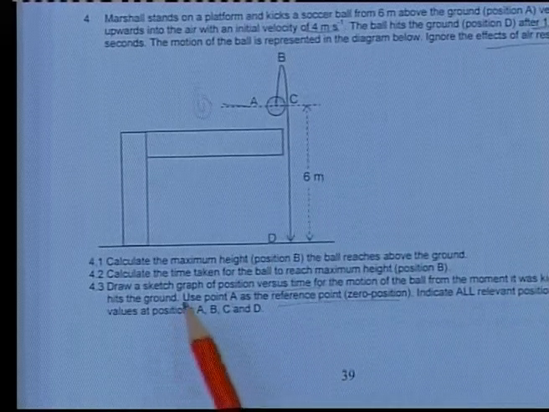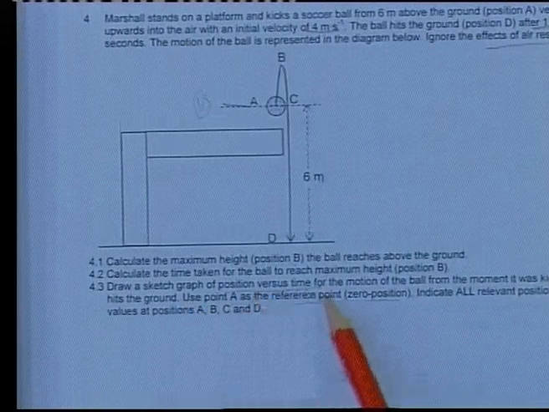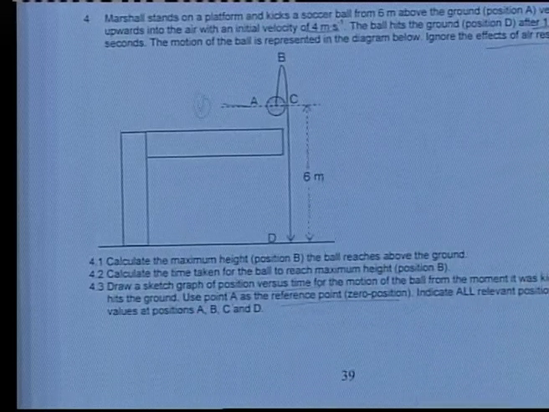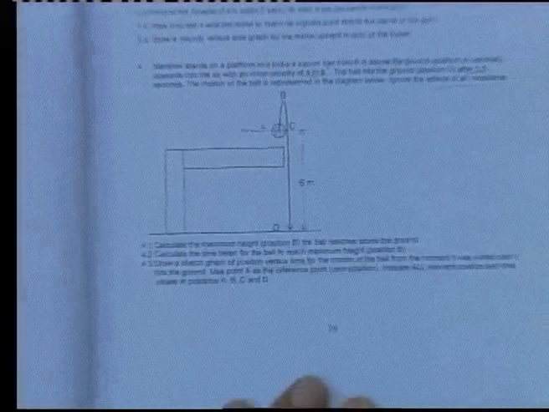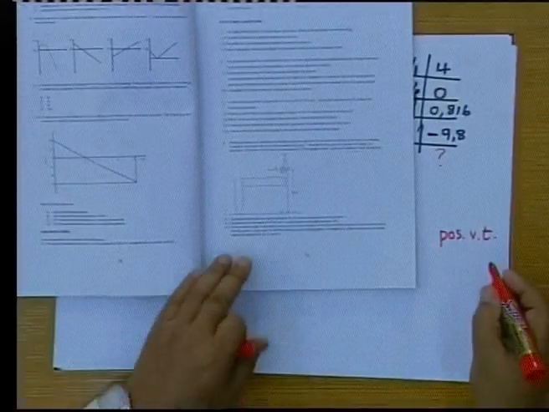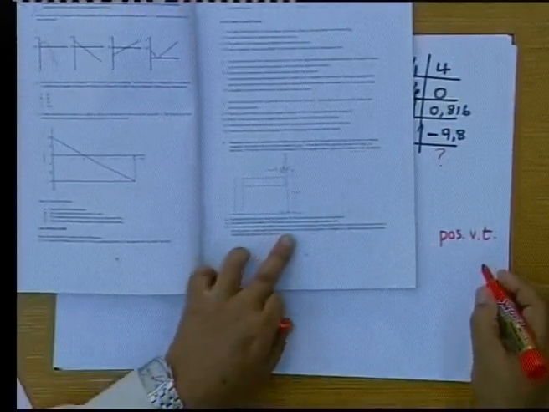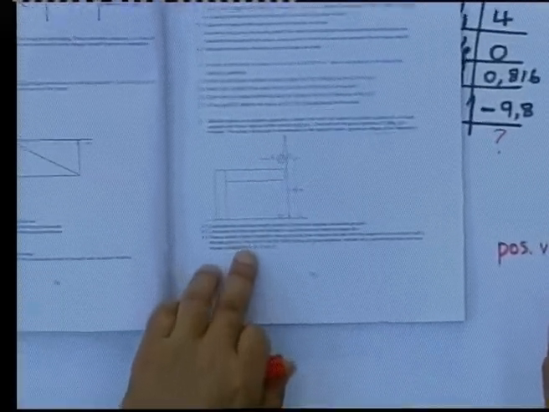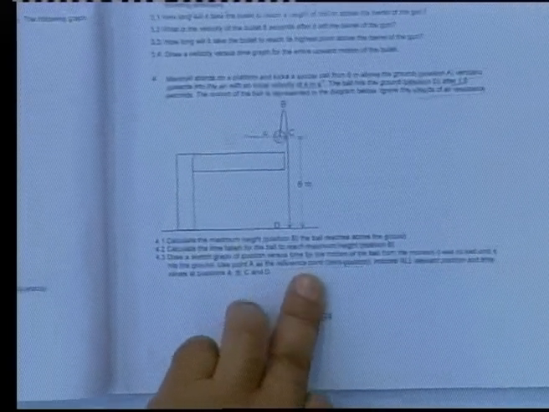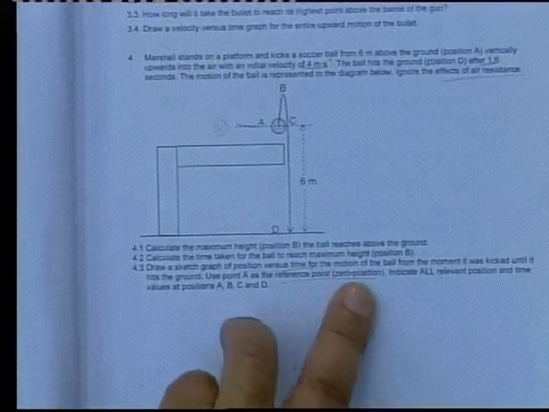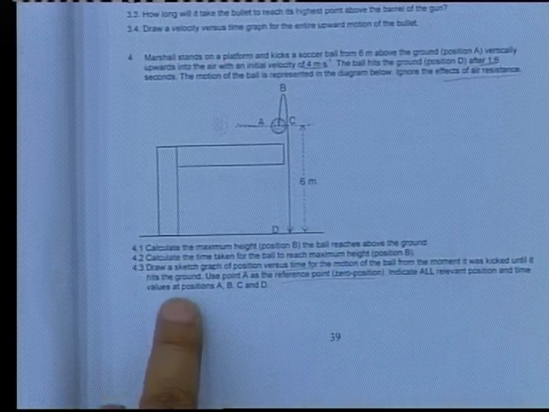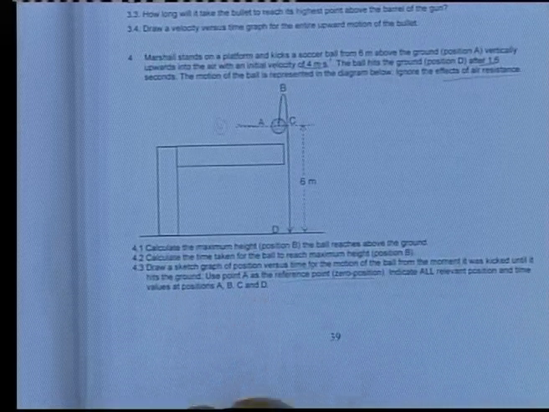Let me read again. Draw a sketch graph of position versus time. I make a note for myself: I need position versus time. That is what I need to do. And secondly, from the moment it was kicked until it hits the ground, use point A as the reference point, or zero point. Indicate all relevant position and time values at positions A, B, C, and D.